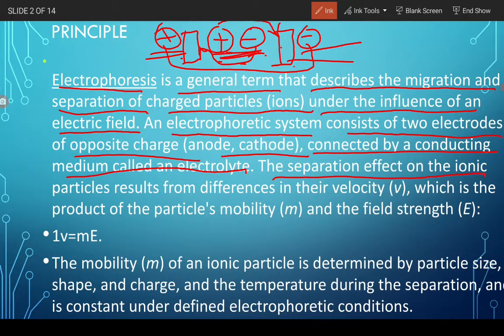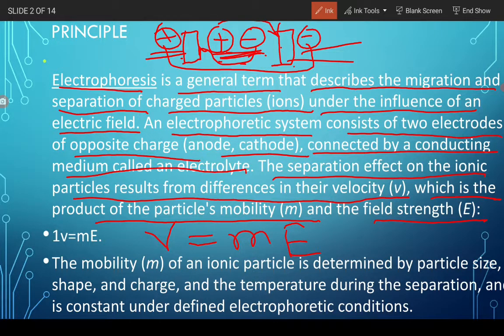Now the separation effect of the ionic particles results from differences in their velocity, which is the product of the particle's mobility and the field strength. So all it is saying is that the velocity v of the particle is equal to the mobility m of the particle times the electric field strength, which is denoted by E, right? So this is a formula.